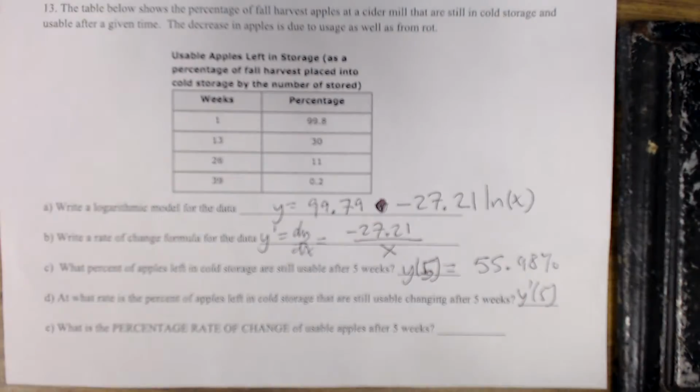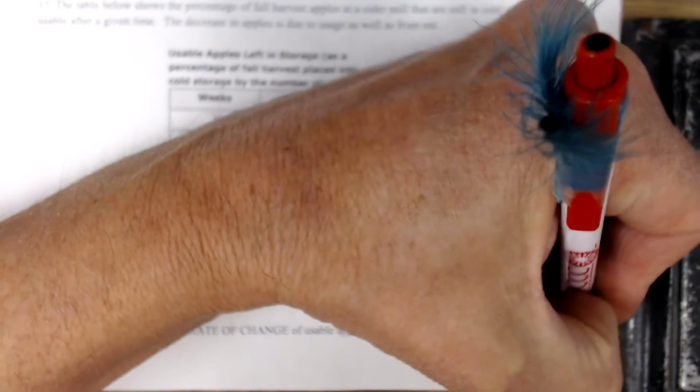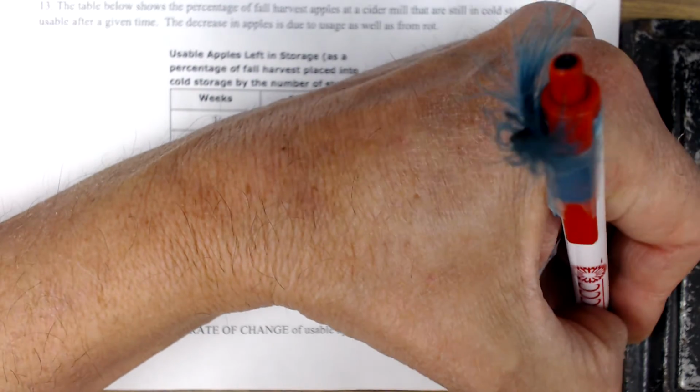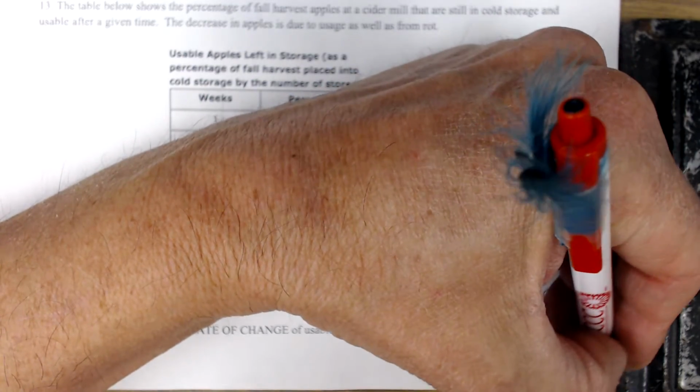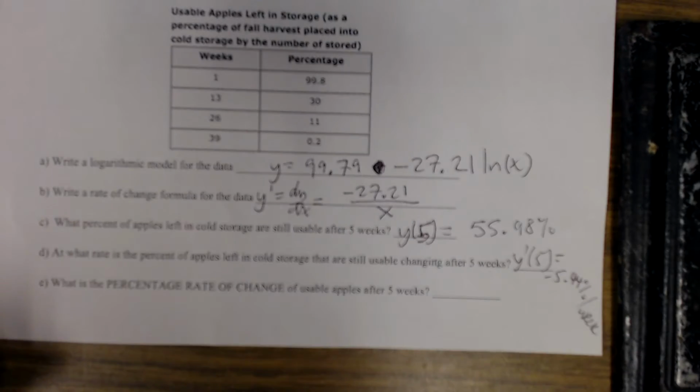So it seems reasonable. At what rate is it changing? And so we want to do y prime of 5. So y prime of 5, we plug it into the derivative function. And I get that it's changing at negative 5.44% per week. So negative 5.44% per week. All right, which seems reasonable.